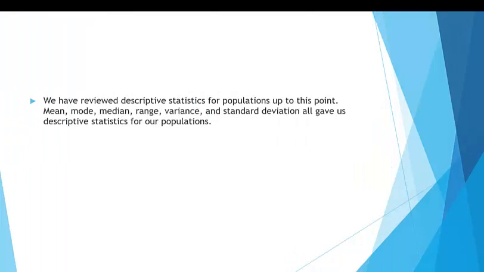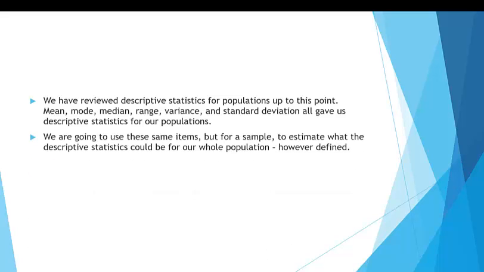So we've reviewed descriptive statistics for populations up to this point, and pretty much all that we have done, we've talked about populations and samples, but we pretty much have used the population formula for this up to this point. We've looked at mean, median, mode, range, variance, and standard deviation, and this gave us all of our descriptive statistics that we needed to describe our population.